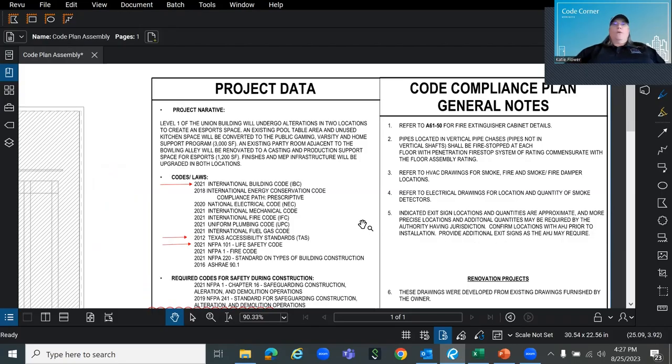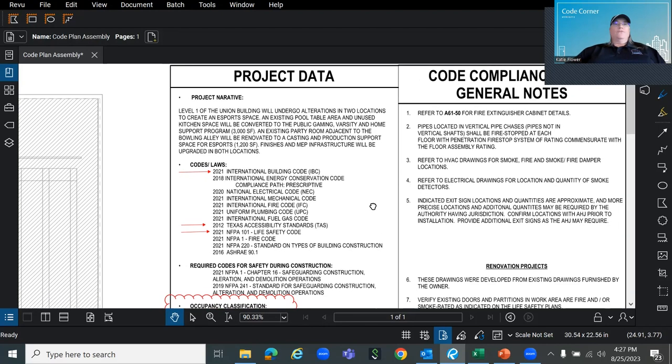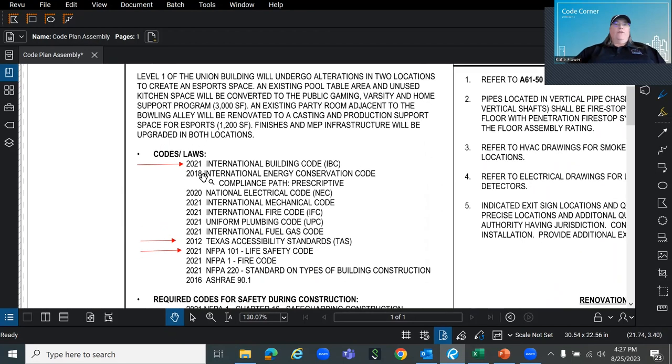Here's a one-story building and this is the life safety plan. What you're looking for to begin with would be the project data. And here it tells me that the code that we're following is a 2021 IBC. Also, we have the 2021 NFPA 101 Life Safety Code and the 2012 Texas Accessibility Standards, instead of just ANSI A117.1 for accessibility. This one may have some differences.